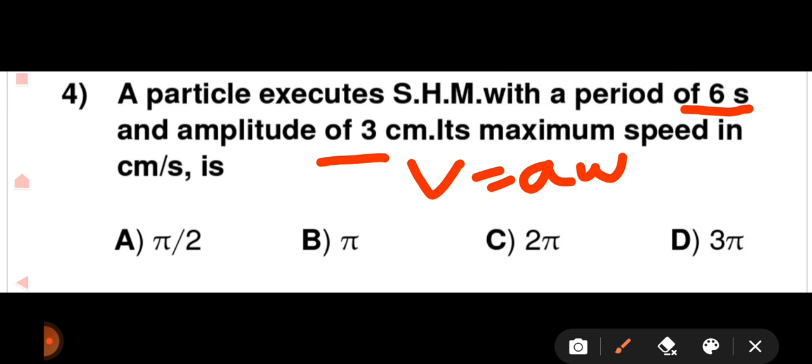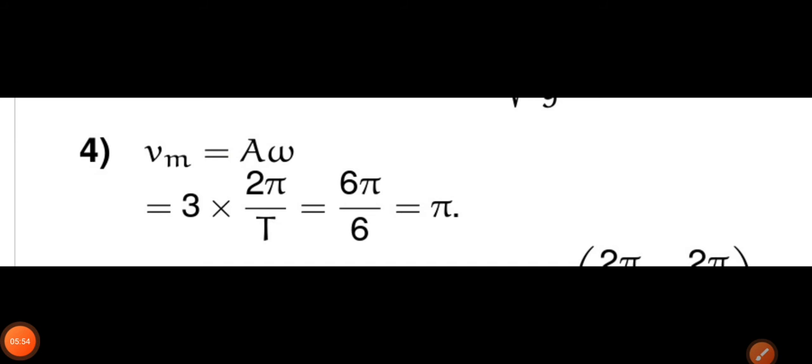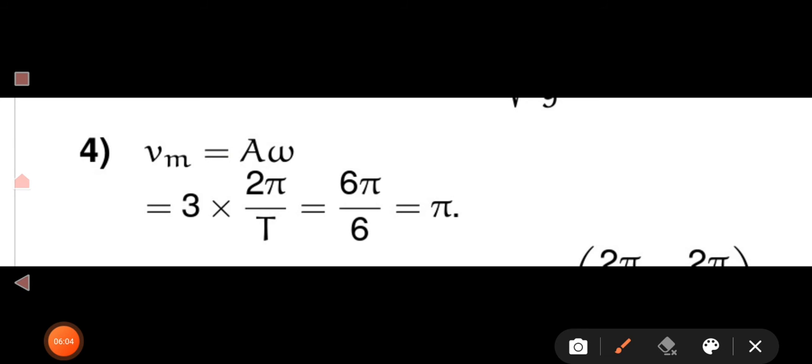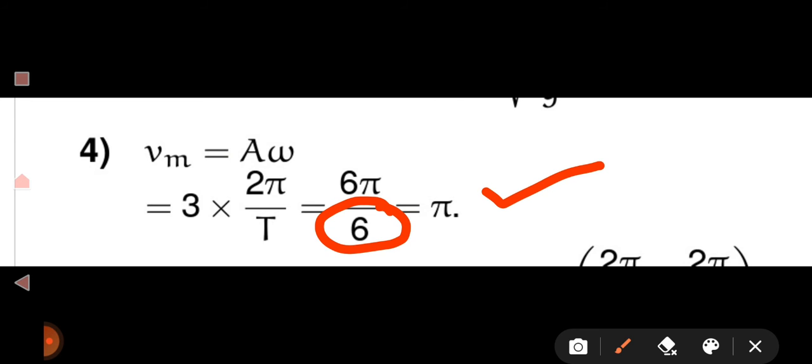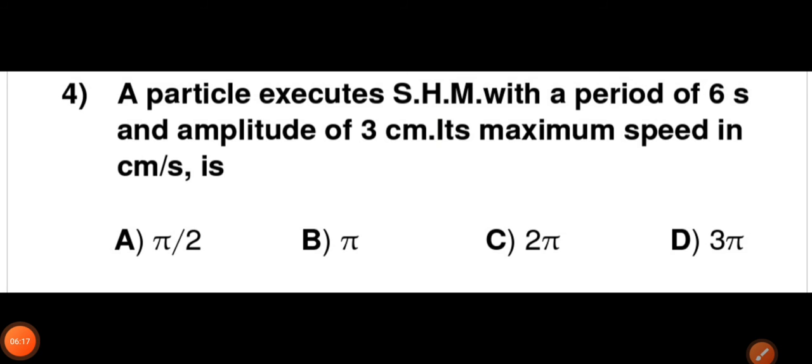Now we'll go to the solution of this question. As I have told you, v is equal to a omega, the value of a is 3, omega is equal to 2 pi by T, and as we are substituting 2 pi by T, the value of T we have got as 6 seconds, 6 will get cancelled there. So finally we are getting the answer as a pi for this question. So the answer for question number 4 is option B, that is a pi.